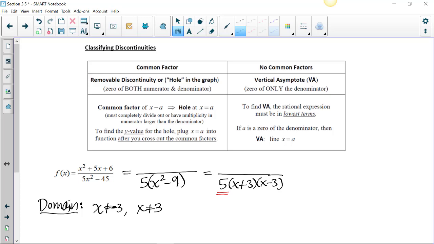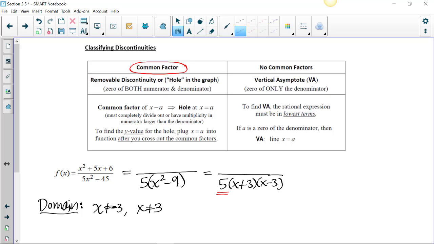So I need to know, at negative 3, do I have a vertical asymptote or a hole in the graph? At 3, do I have a vertical asymptote or a hole in the graph? Okay, one or the other at each discontinuity. So now we factor the numerator because we're looking for common factors. That's what we're going to look for first. Do we have any common factors once the rational expression is completely factored top and bottom?